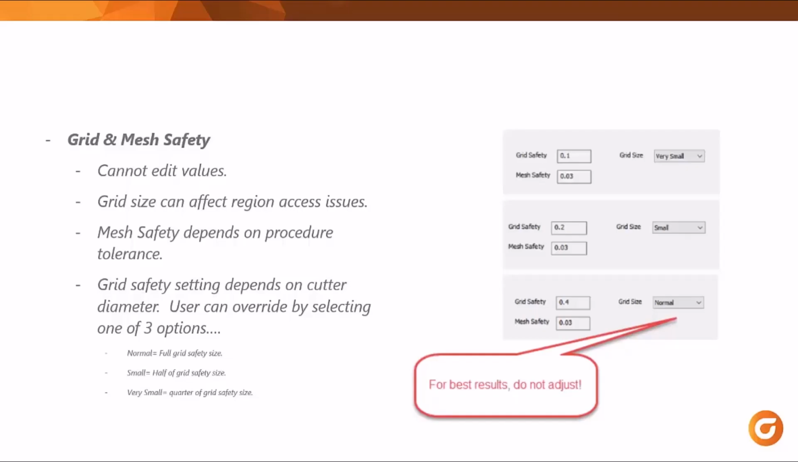The grid size can affect the access to certain regions on a part or multiple parts. So if you're cutting, let's say, 4 identical parts, but they're spread out on fixtures over a large area, if you're cutting with a small tool and it doesn't seem to want to go over and cut the other tools, that's a grid issue. It has to do with what that's set to. So making adjustments there can make all of that go away. Now, the smaller the grid size, the higher the calculation time. The mesh safety values depend on the procedure tolerance. So the tighter that is, the smaller the value.